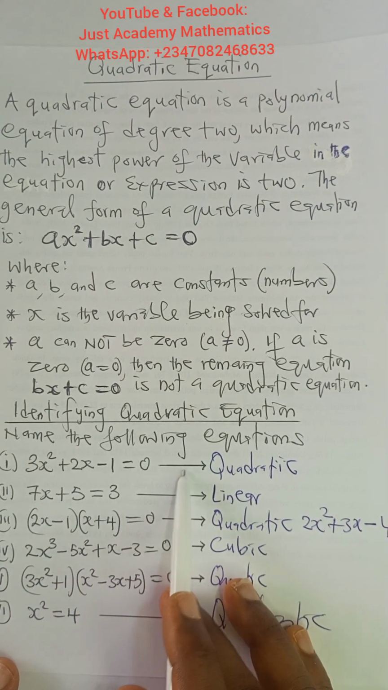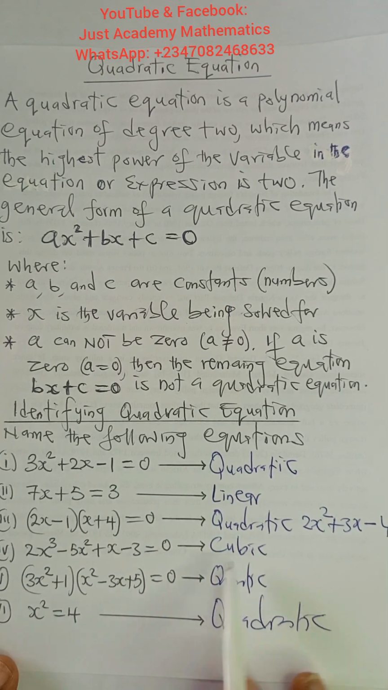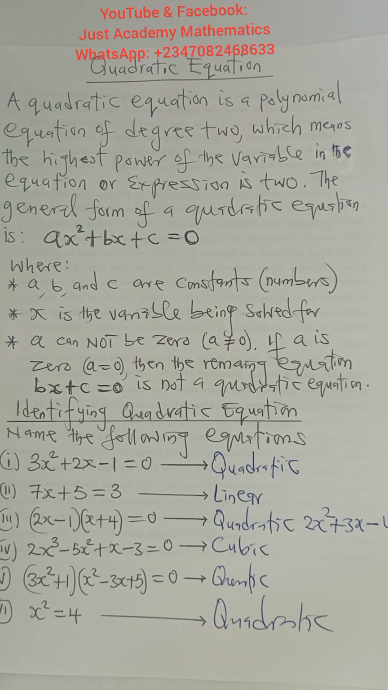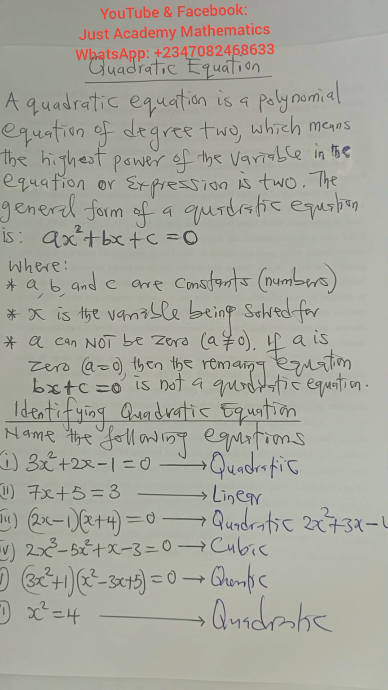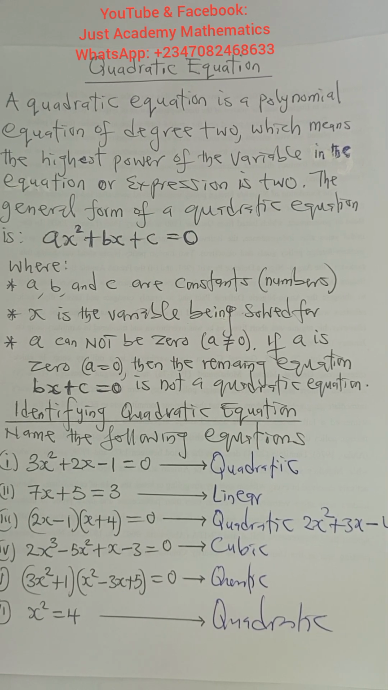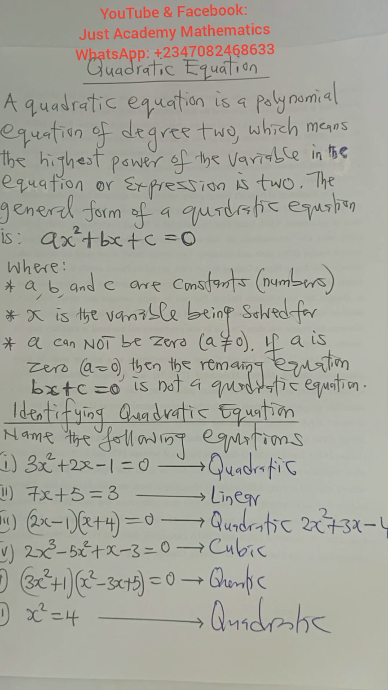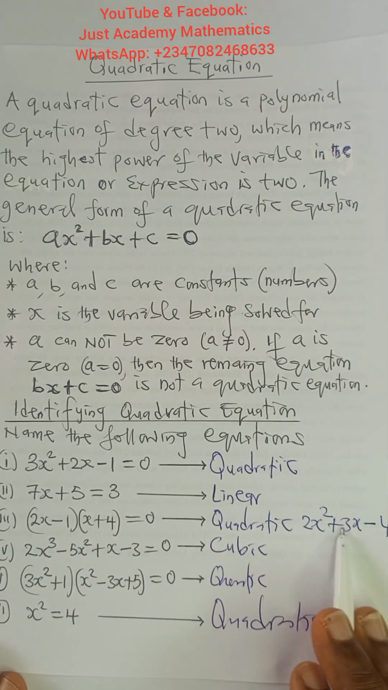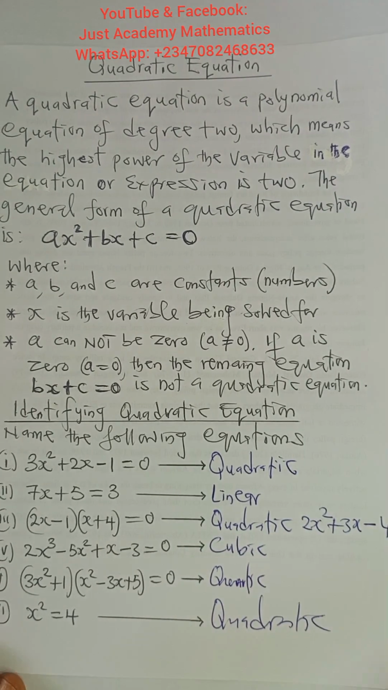This is a quadratic equation. This is a linear equation. This is a quadratic equation. This is a cubic equation. This is a quadratic equation. So those are the equations. Do you get what I'm saying? Those are the equations that make up what is here now. So quadratic, linear, quadratic, cubic, quadratic, and quadratic.